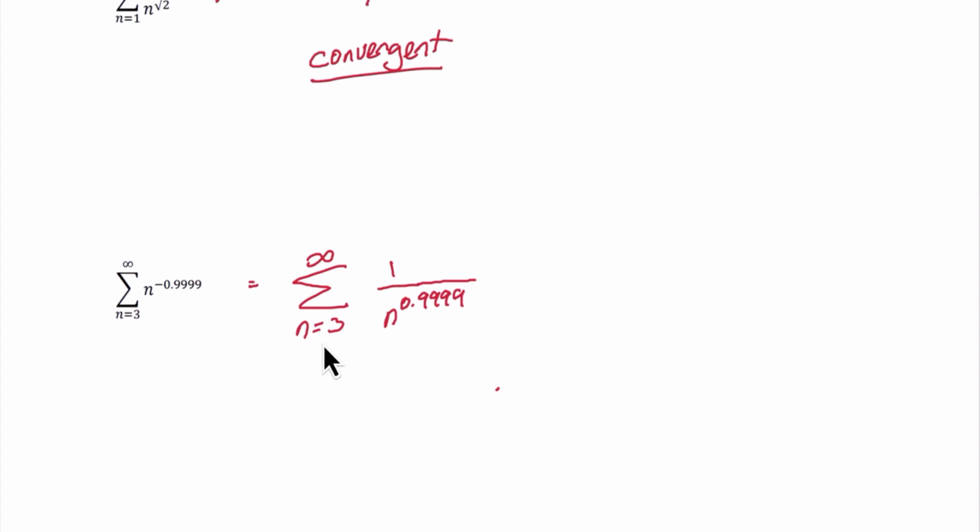So again, recognize it is indeed a p-series. And so with that in mind, we look for p. P is the exponent on that n. 0.9999 is less than 1. So if your p-value is less than 1, we can say that this diverges.